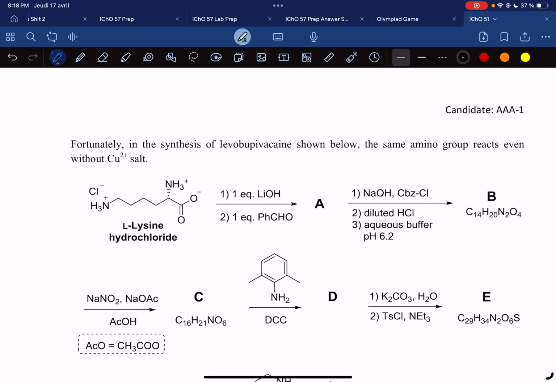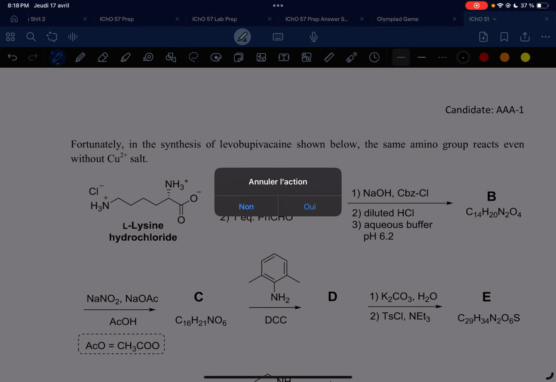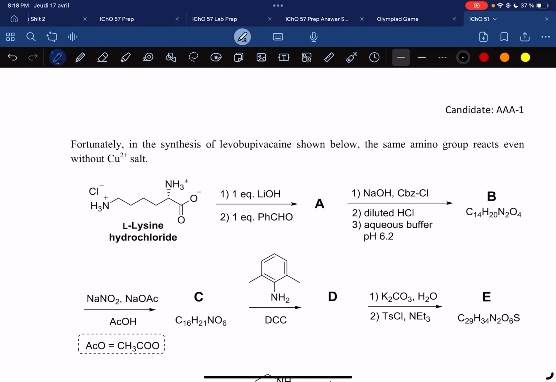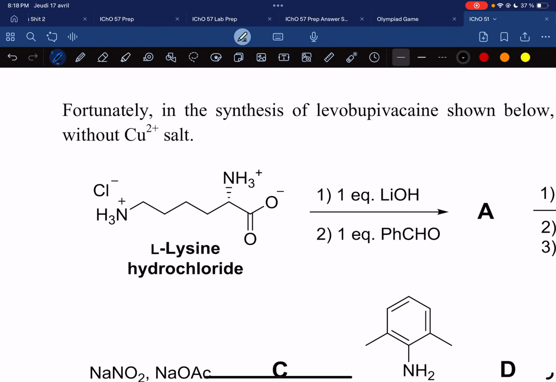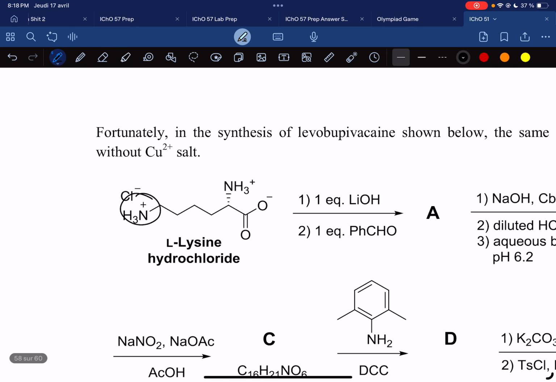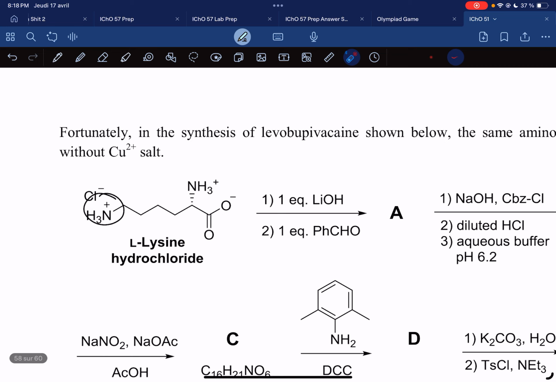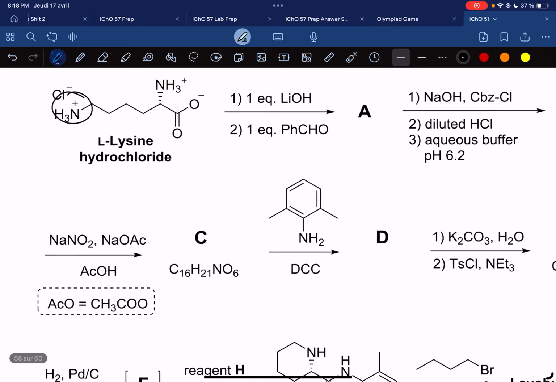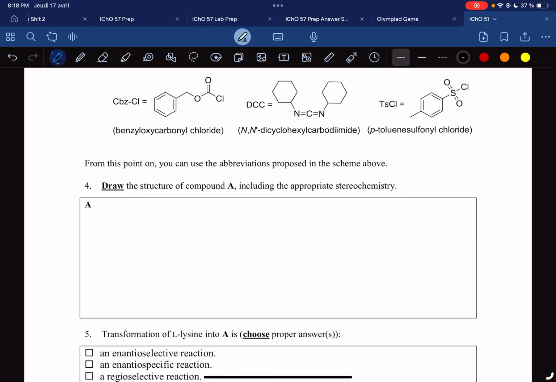Fortunately, in the synthesis shown below, the same amino group reacts even without the copper-2 salt, so it's saying that this amino group can react even without the metal center. And so we have lysine hydrochloride treated with lithium hydroxide. That's just going to deprotonate and activate our amino groups. Then we follow it with benzaldehyde to get A. So that, of course, will be imine formation.